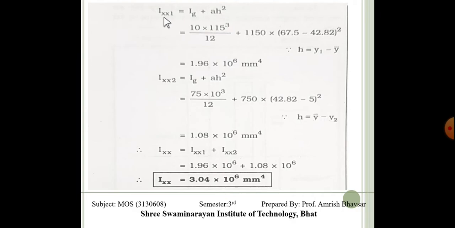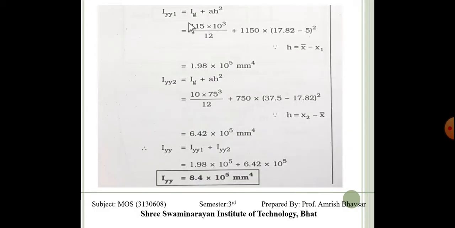So Ixx1, that is Ig plus Ah square. So it is BD cube by 12 plus area into (y1 minus y bar) whole square. So we will get Ixx1. Now Ixx2, that is Ig plus Ah square, again BD cube by 12 plus 750 into (y2 minus y bar), where y bar is 42.82. So total Ixx that we can calculate from Ixx1 plus Ixx2, and that is 3.04 into 10 raised to 6 mm raised to 4.